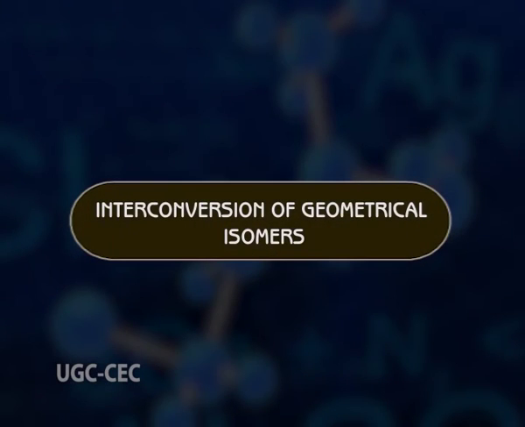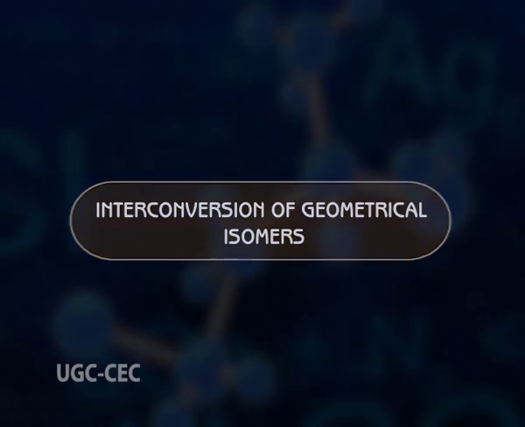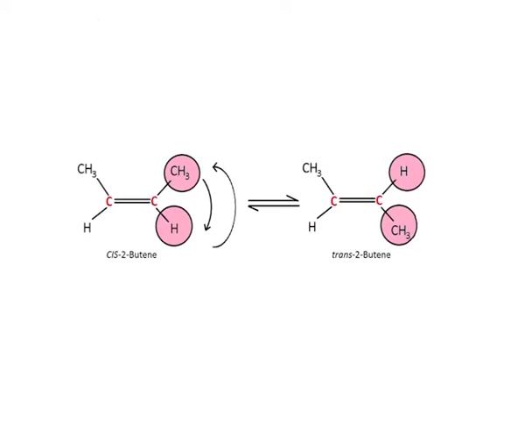Let's look at the interconversion of geometrical isomers. Geometrical isomers are stable at ordinary temperatures. One can be converted into the other, or to an equilibrium mixture of both, by heat, by exposure to ultraviolet light, or by catalysts. Let's look at cis and trans 2-butene. This interconversion of the cis to trans isomer involves the breakage of the carbon-carbon double bond. The cleavage of the carbon-carbon double bond requires approximately 40 kilocalories per mole of energy.